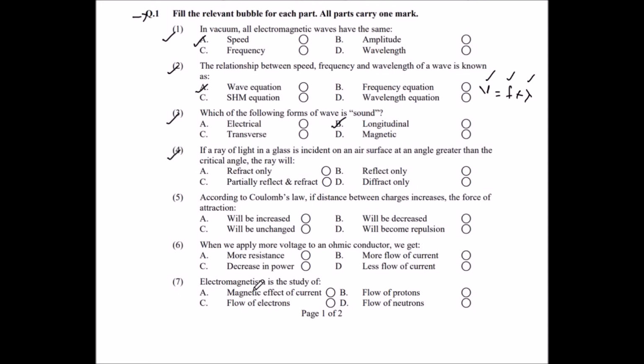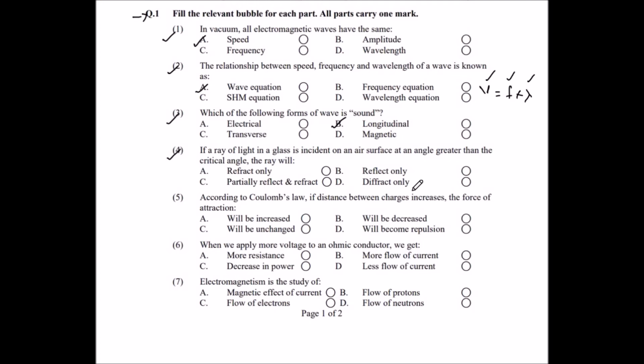Number 4. If a ray of light in glass is incident on an air surface at an angle greater than the critical angle, the ray will: refract only, reflect only, partially reflect and refract, or diffract only. Remember one thing, when the light rays move from glass to air, that means from a denser medium to a rarer medium. Glass is denser than air.